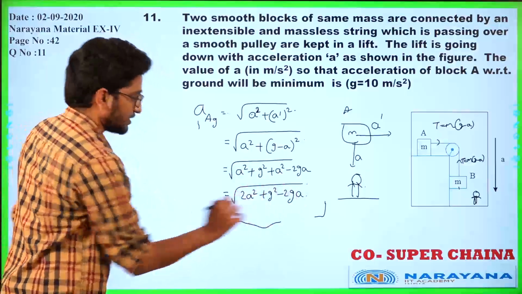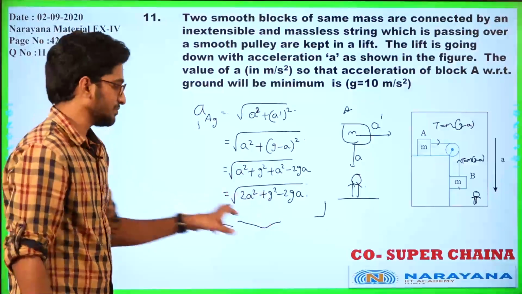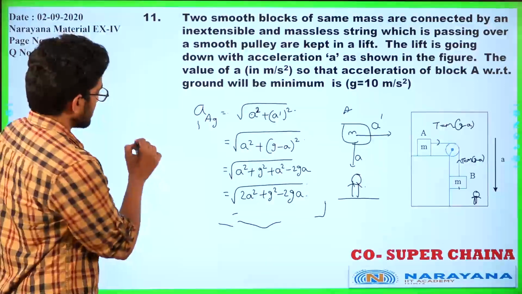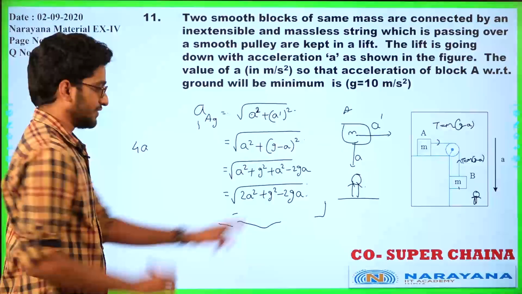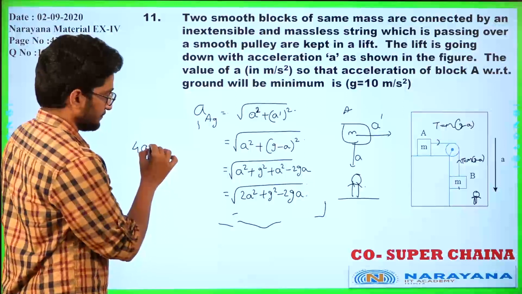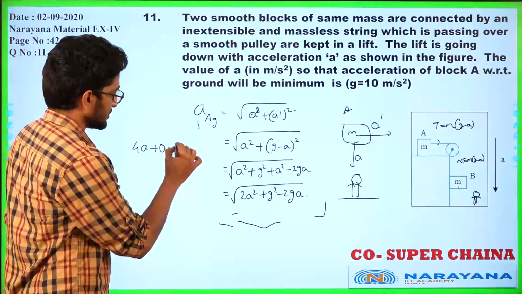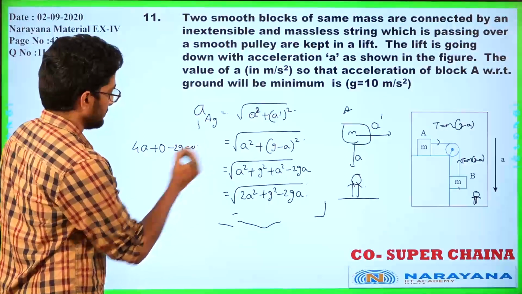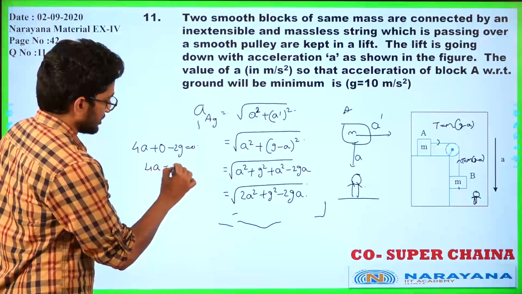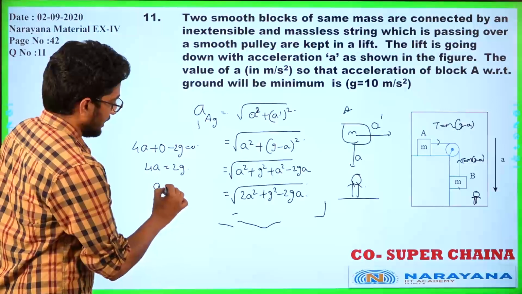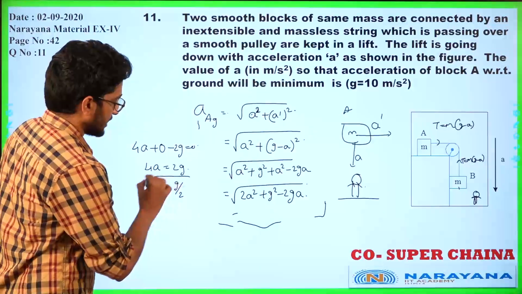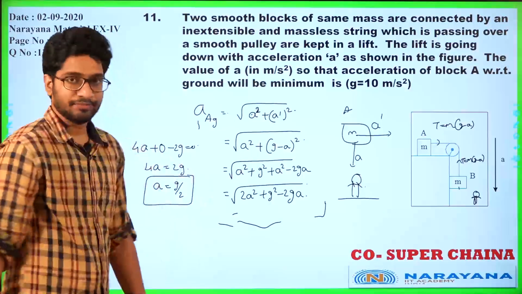So I will differentiate this whole term, and its derivative should be 0 for minimum or maximum. If I differentiate only the inner term, because if that is minimum, its square root will also be minimum, I get 4a, g square is constant so its derivative is 0, minus 2g into a, its derivative is minus 2g. Here a is the variable, and this should be 0. So 4a equals 2g, or a is g by 2. So the acceleration should be g by 2.